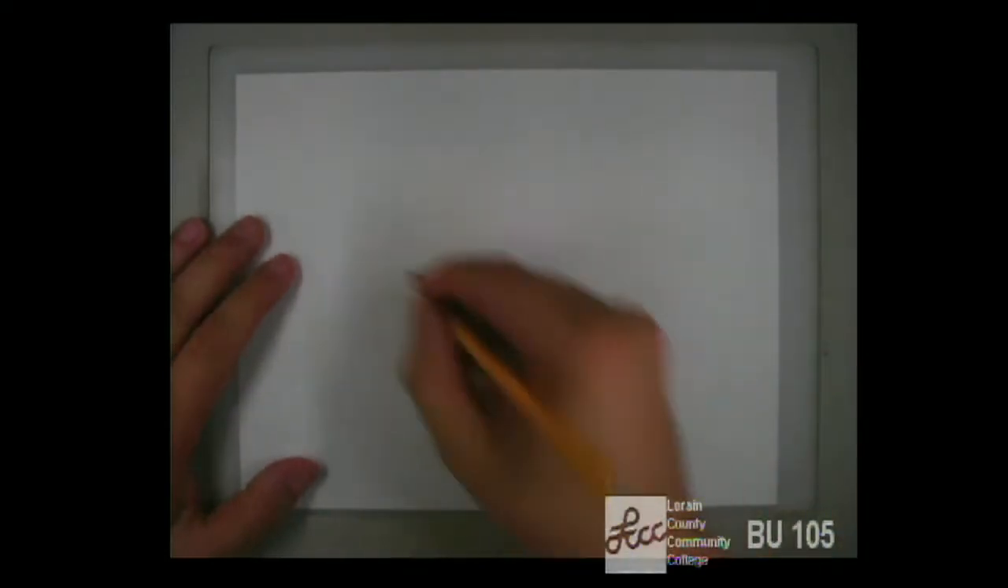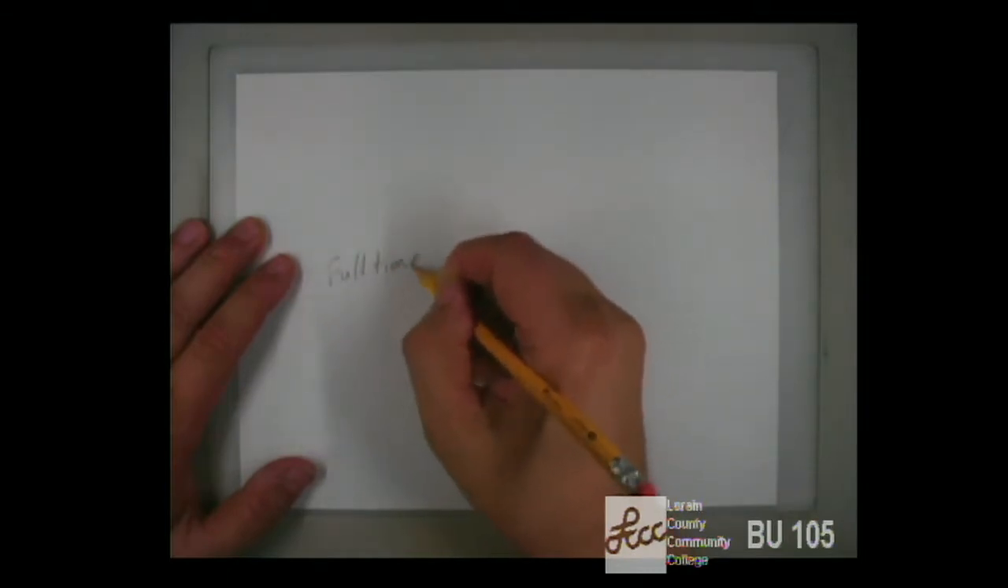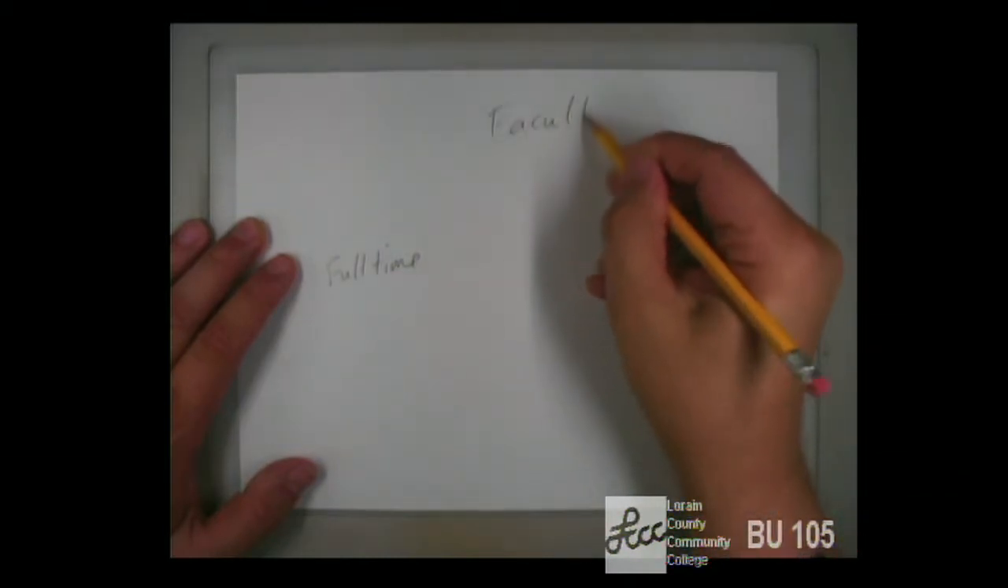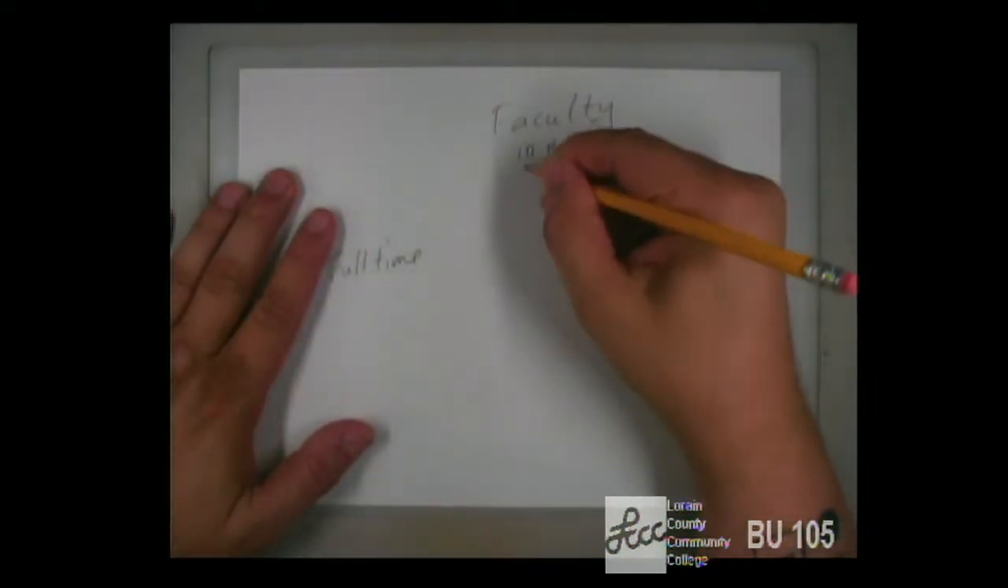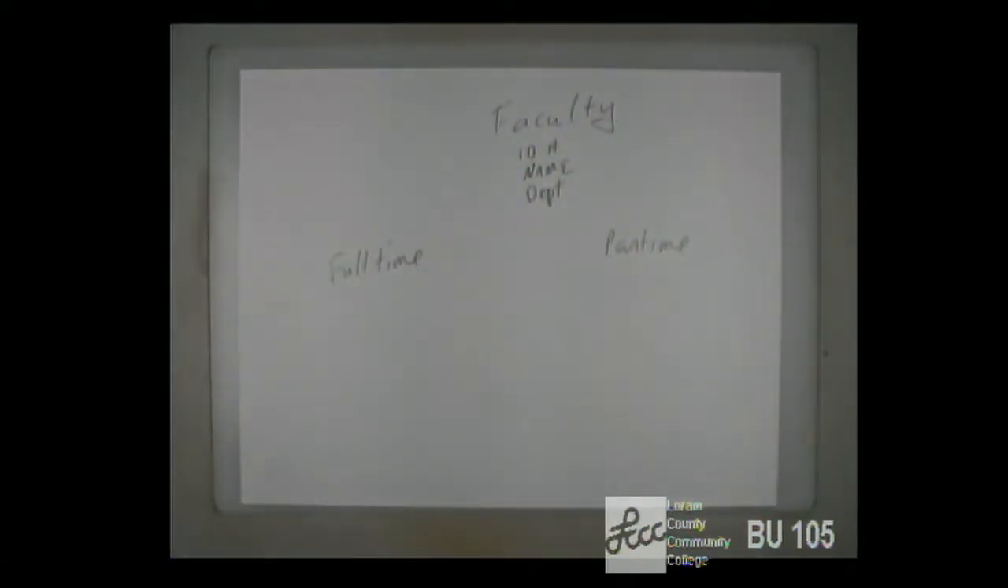There are two kinds at my made-up college. Full-time and part-time. They are both faculty. So full-time faculty and part-time faculty are both faculty, right? And each faculty person has an ID number and a name and a department. So every faculty member has that. Every faculty member teaches a certain number of credit hours. So those are things that are true for every single faculty person.